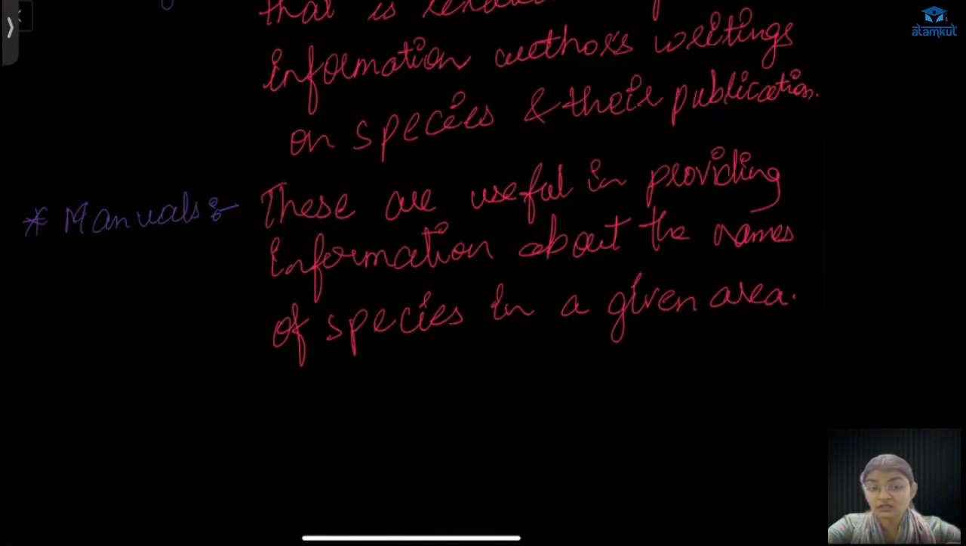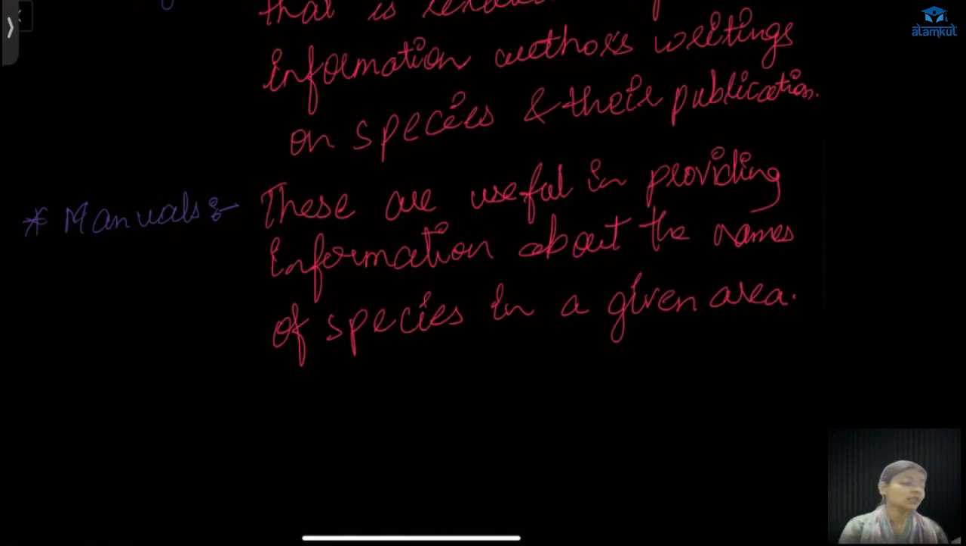like if we talk about tundra region or Amazon rainforest, whatever plants are there, what are their scientific names, what kind of species are present there, all the things are written in those manuals. So manuals provide us information about the names of species, what kind of species are present in a particular given area.